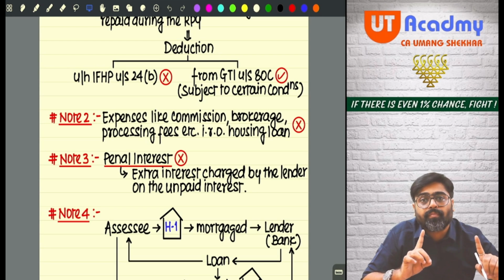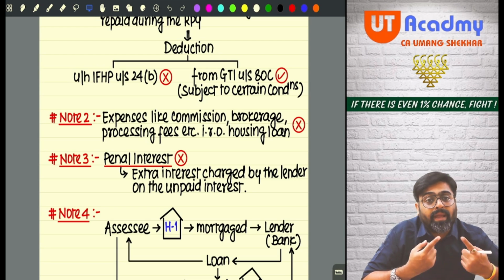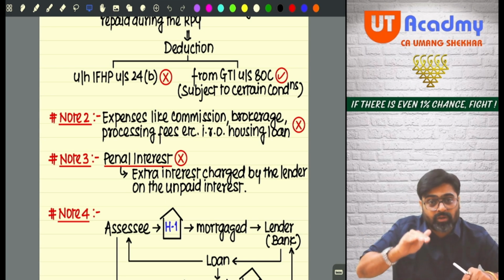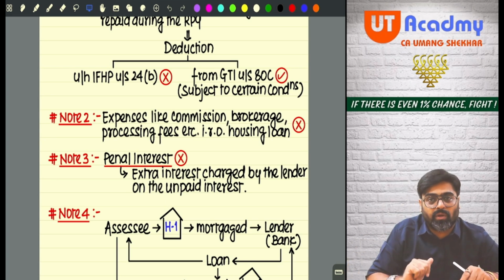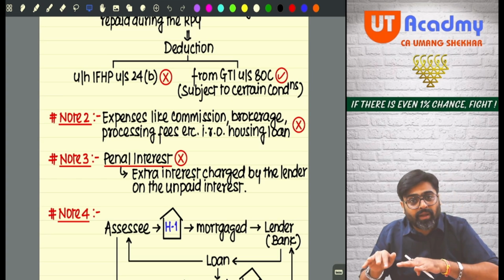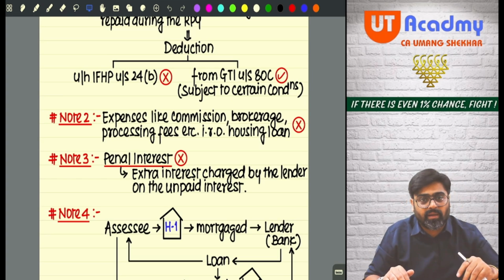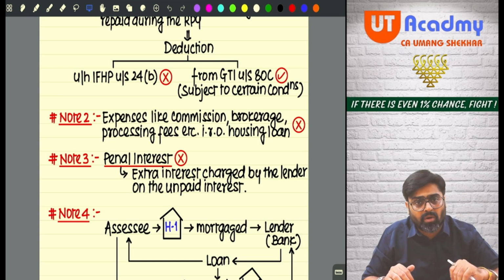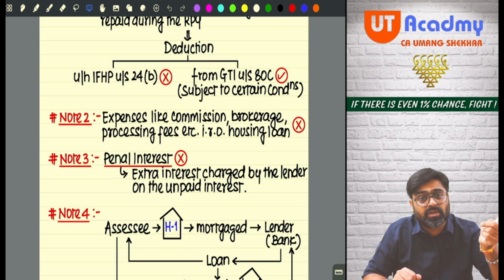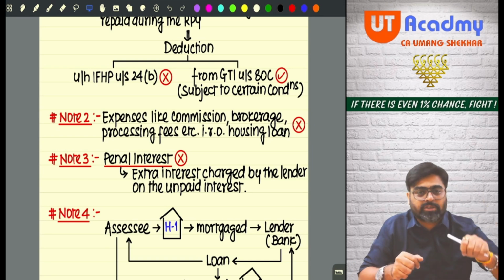Yes or no? Sometimes you pay your interest on time, but sometimes interest payment also gets delayed. So the lender to whom you are supposed to pay the interest on housing loan will not wait beyond the due date. And if you let him wait beyond the due date because you have not paid the interest on the due date, he is going to charge interest on the interest component.